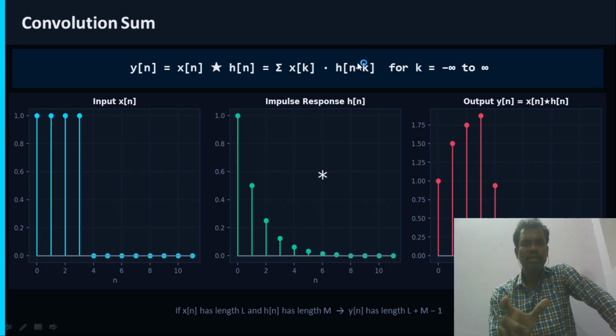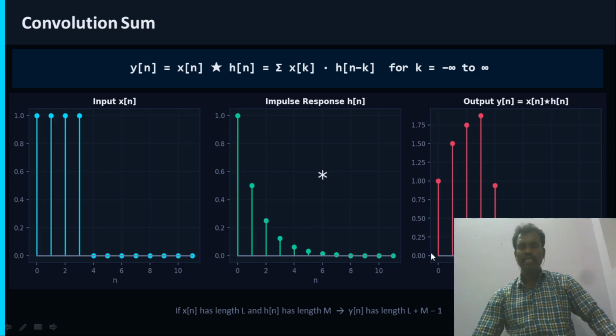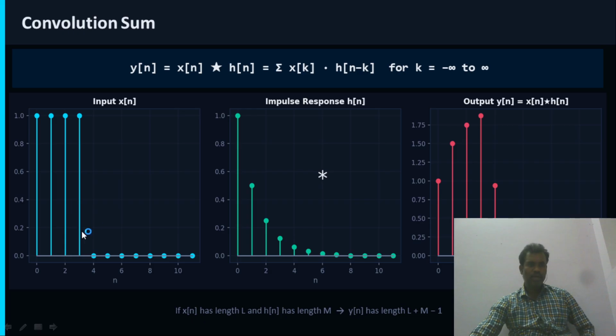The length of the output convolution sum must be the length of the input sequence plus the length of the impulse response minus 1. So if L is the length of the input sequence and m is the length of the impulse response, then the convolution sum should be L plus m minus 1. What this summation is performing is that one sequence is kept constant as it is and another sequence is folded. It is folded to get h of minus k, shifted from minus infinity to plus infinity, and multiplied.